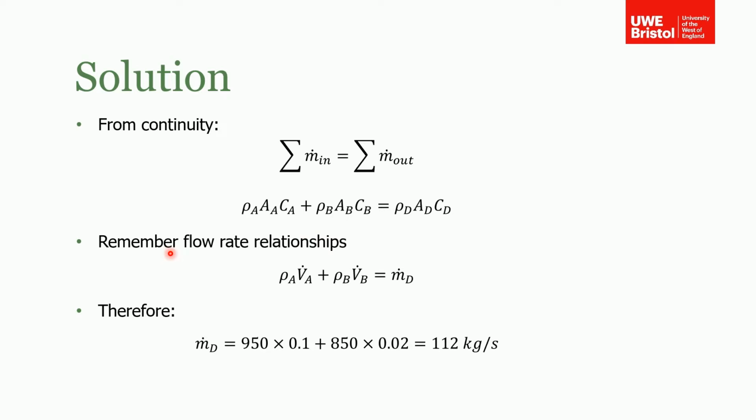And if we remember our flow rate relationships, we know that the area times the velocity is the volumetric flow rate. So the density times the volumetric flow rate is equal to the mass flow rate. And we're given those two in the question. We're given the density and the volumetric flow rate. So if we plug those into our calculator and add them together, we get the mass flow rate at D as 112 kilograms per second. So it's the density times the volumetric flow rate for each pipe going in.